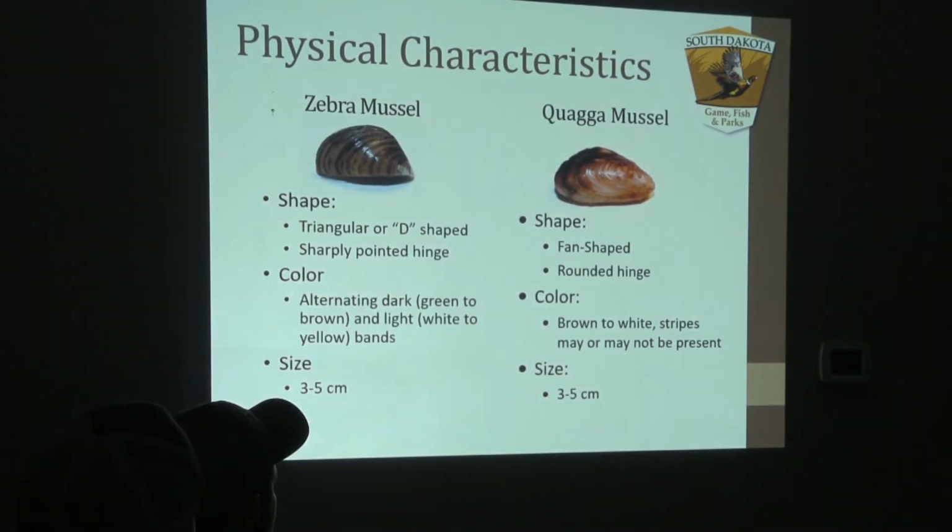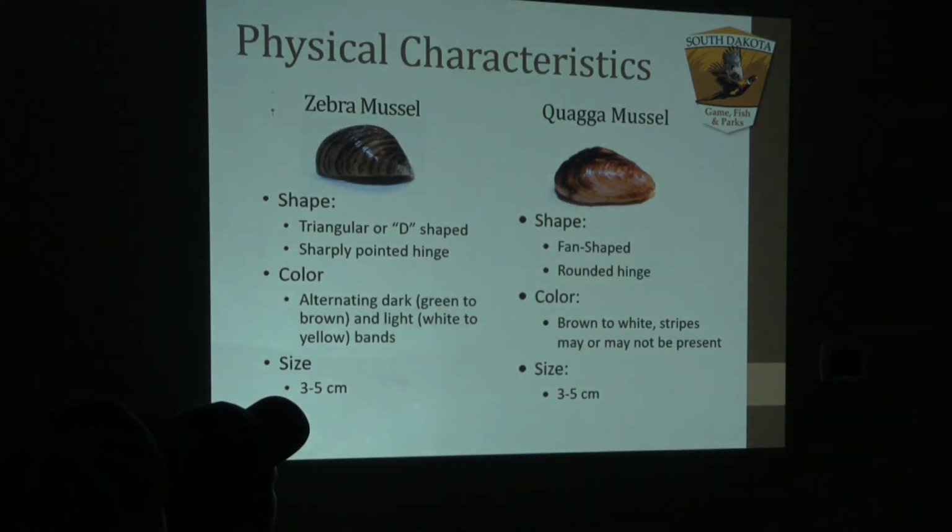All right, looking at our invertebrates. Our two most detrimental invertebrates in the United States would be zebra mussels and quagga mussels. Currently, we do not have any quagga mussels in the state, but we do have zebra mussels in several locations.